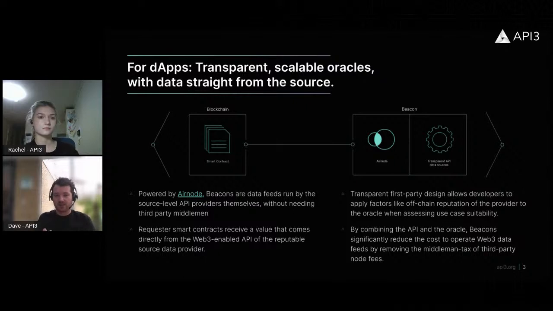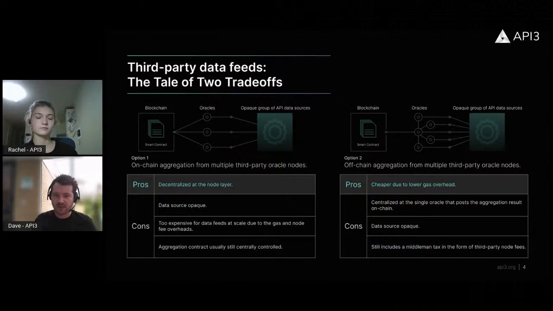And by combining the API and the Oracle, Beacons reduce the cost to operate these data feeds because the third-party oracles that other Oracle providers use need to be paid for what they're doing. So if you take out the third-party Oracle layer, you remove this layer that has to be compensated for pushing data on chain. So you can provide something that's more secure and cheaper, and everything's completely transparent as well.